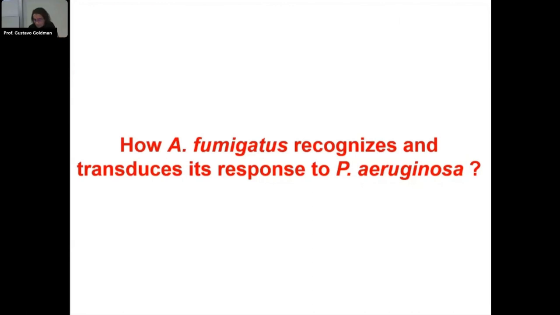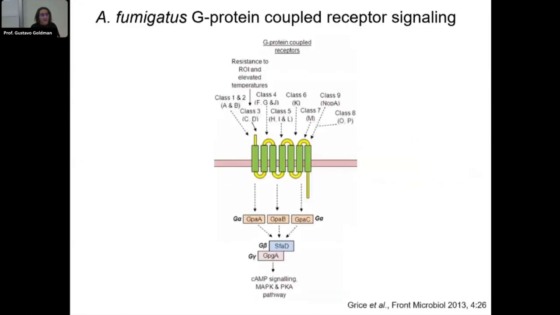Then the first thing that we did, we decided to raise the hypothesis that maybe receptors on the surface are important for the recognition. Then we started with a group of receptors, the G protein coupled receptors. We have classical receptors in fumigatus. There are about 16 of them. You are probably familiar with these receptors.